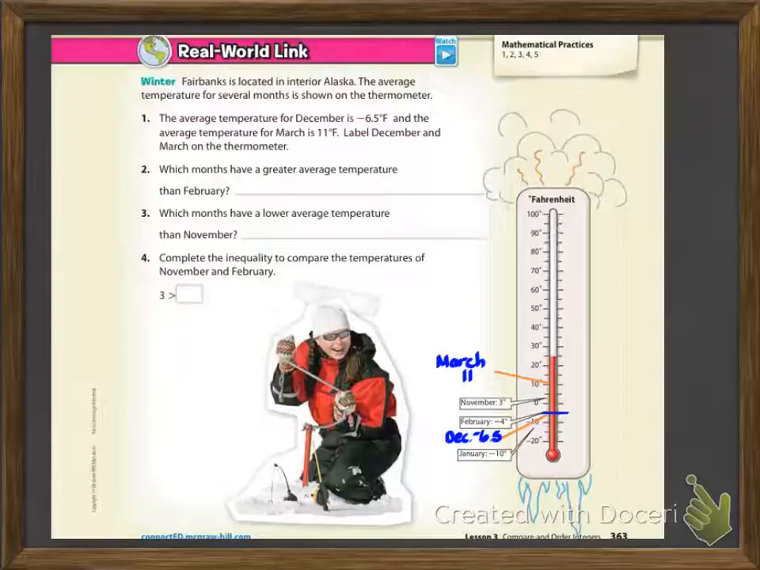And then for March, it is labeled with 11 degrees, and I should have probably put that little itty-bitty circle there between each of those numbers. That basically is the symbol for the word degrees. And you can see how I placed both of those on my thermometer.